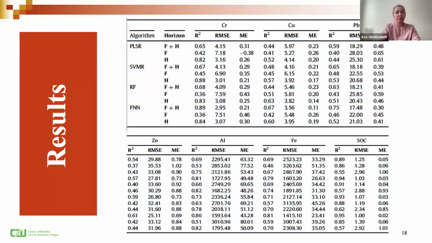Then we found out that among machine learning approaches, the best prediction, nearly in all cases regardless of the soil element, was achieved using SVMR. However, applying the deep learning approach, the fully connected neural network, the best prediction performance was seen for the combined horizon. It means that when we had the soil samples of both horizons together, FNN provided us a better model. And this was also expected, because it can be related to the bigger sample size, which is the nature of, actually the need of, deep learning approaches.